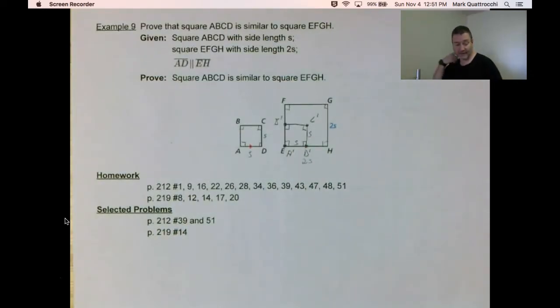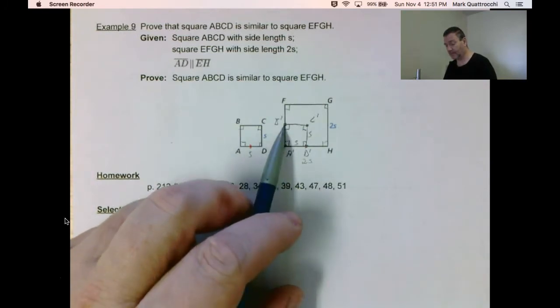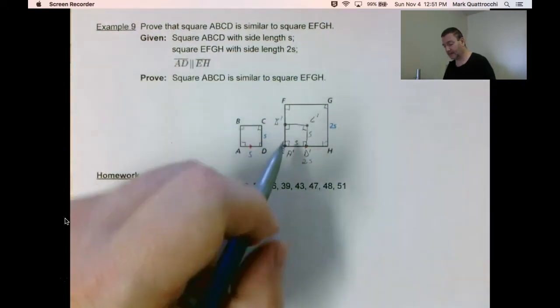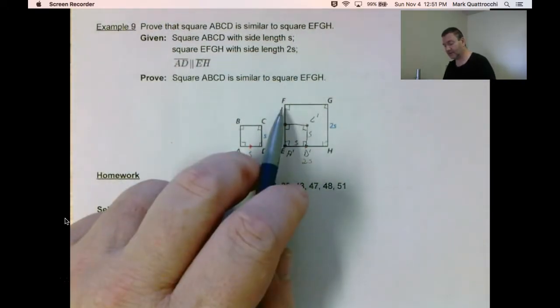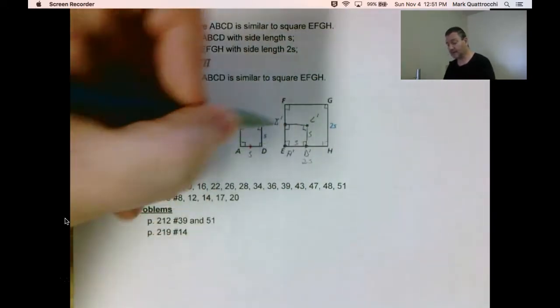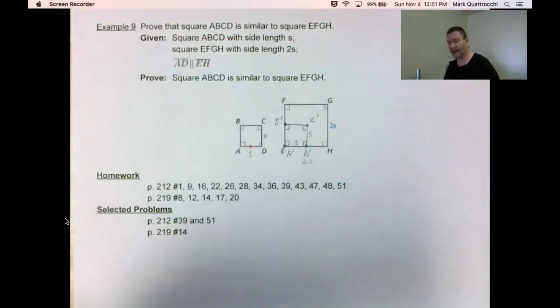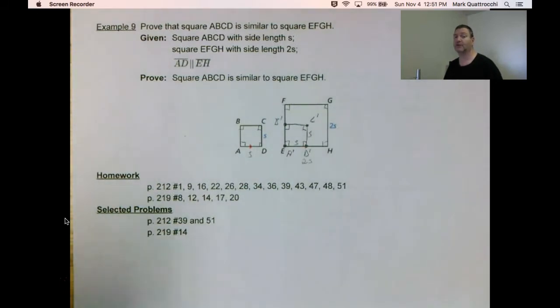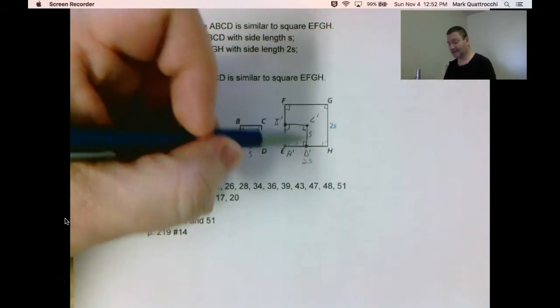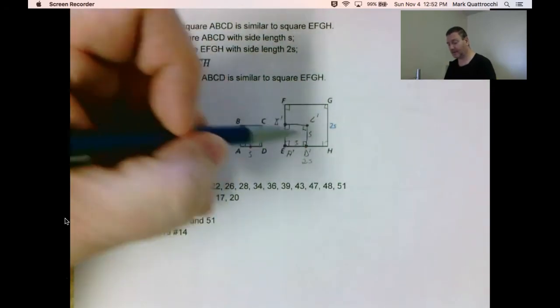And now if I do a dilation, E B prime gets mapped, so again, length of S to a length of 2S. If I do a dilation of scale factor 2, it's going to map B prime onto F, C prime onto G, D prime onto H. And a dilation, although it does not preserve length, it does preserve shape. It preserves angle measures.